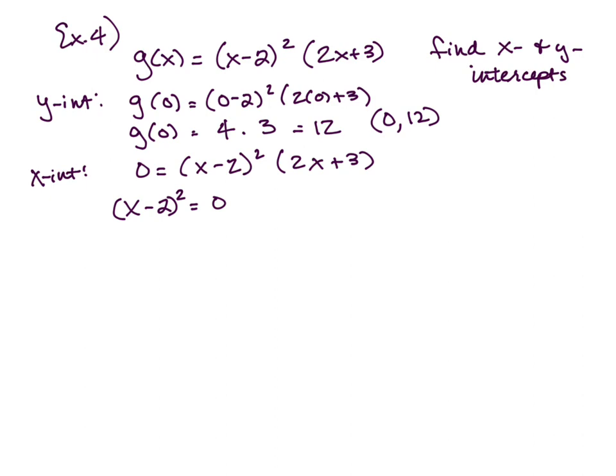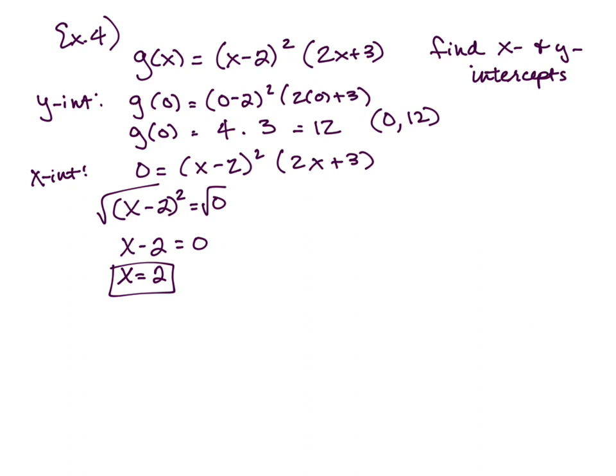How do we lift the squared? How do we get rid of that? Square root both sides. It's not much of a move. What's the square root of 0? 0. So I'm going to have x minus 2 equals 0. So x is 2. There's one of my x-intercepts.